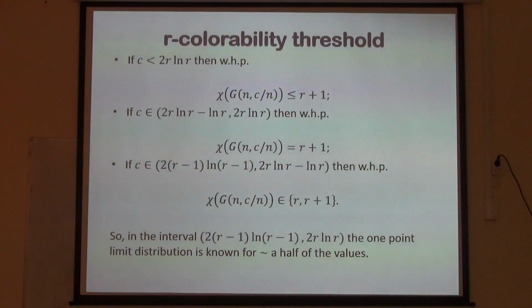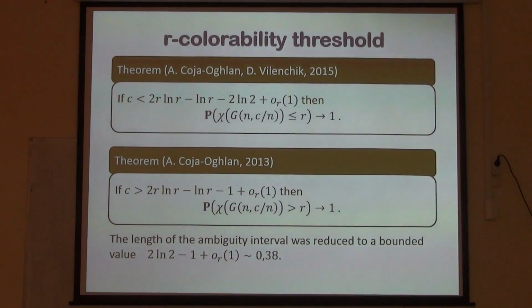And the question is whether we can reduce the length of this interval to a bounded value, bounded for all possible values of r. It was done by Kozhevnikov with Velenchik and Kozhevnikov himself. So they proved the following. If C is less than 2r log r minus 2 log 2, so just a constant, plus something tending to 0 with growth of r, then with high probability our random graph is r-colorable.